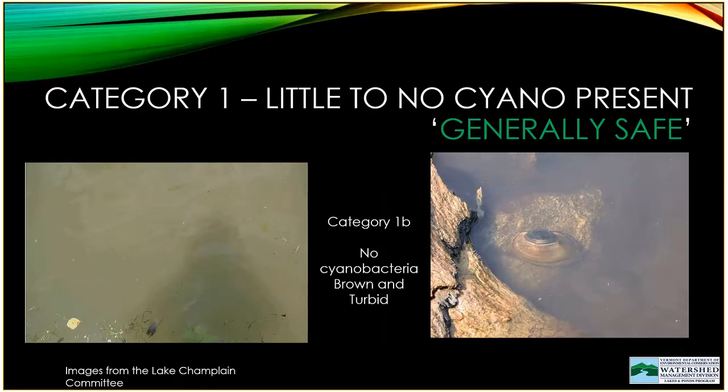Category 1B reflects brown and turbid conditions. This is usually due to sediment. Some lakes and ponds will have this kind of suspended sediment look to the water frequently. Others will only get it after a rainstorm. But basically, if you look closely, you can't really see any particulates. It's just a general discoloring of the water that's brown, again, due to suspended sediments. So that is category 1B. Still considered generally safe because there should be very few cyanobacteria here.